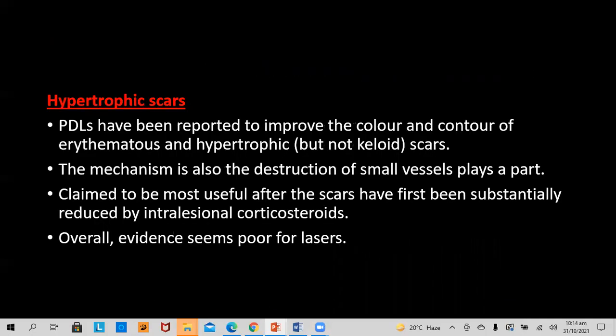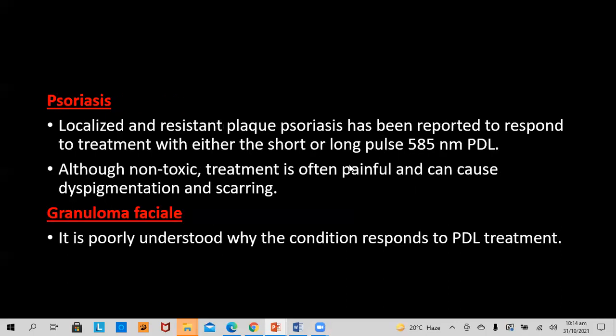Other indications include hypertrophic scar. PDL has been reported to improve the color and contour of erythematous and hypertrophic but not keloidal scars. The mechanism is also the destruction of superficial blood vessels, compromising the blood flow, claimed to be most useful after the scar has first been substantially reduced by intralesional corticosteroids. Overall, evidence seems to be poor for use of lasers in this indication.